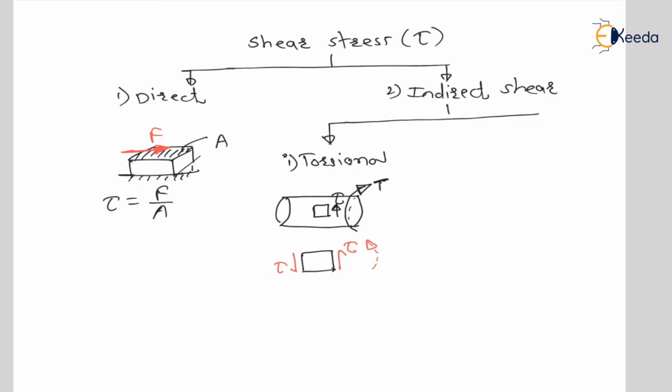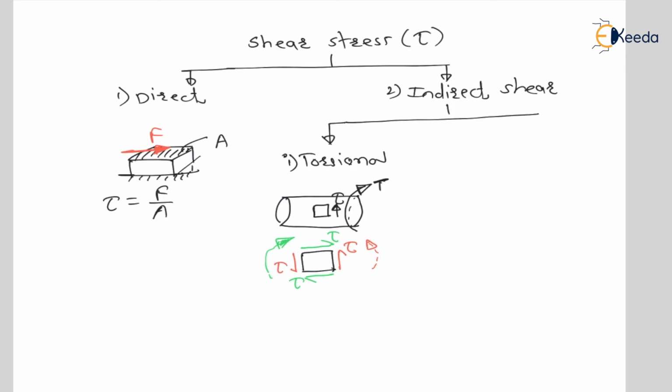Hence, to balance these couples, there will be clockwise shear on the horizontal plane of the same magnitude. For every action, there is an equal and opposite reaction. This clockwise shear is balancing the anti-clockwise couple. This is the torsional shear stress, right?